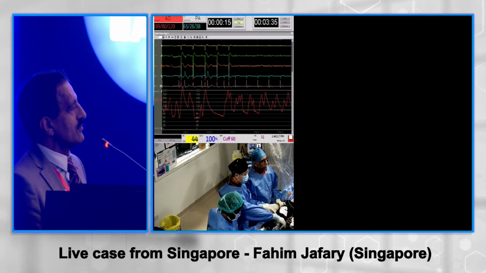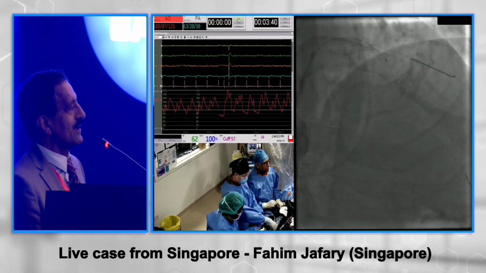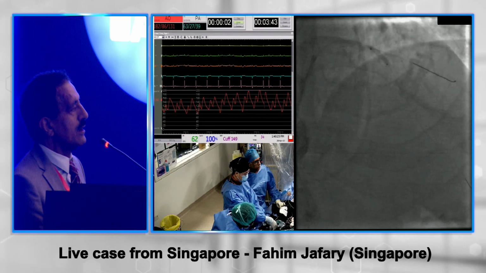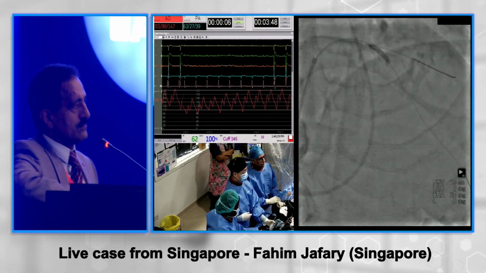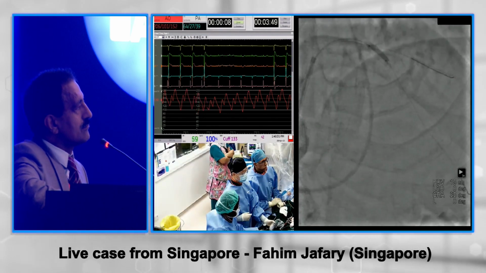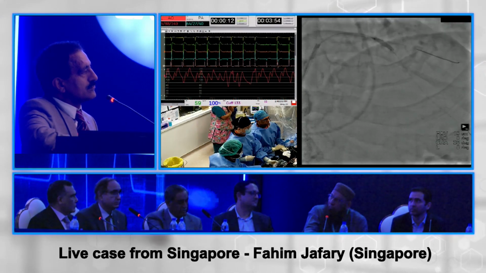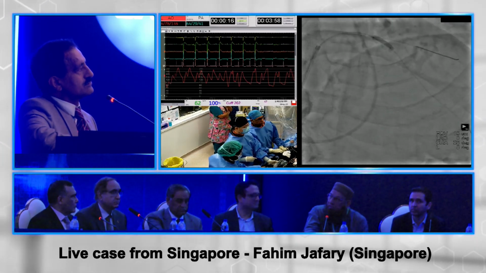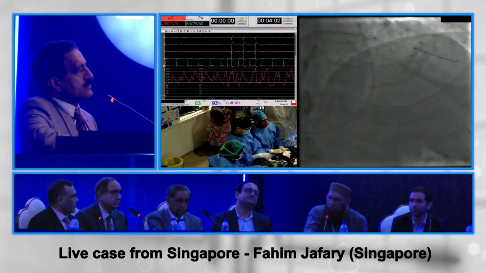Okay. Dr. Tariq, what would you be doing in this case if you were doing the case? Yeah, first I will pre-dilate with a 2.0 NC, then OPN NC undersized 3.0 at high pressure, close to 30 or 35 ATM. 3.5 OPN is too big for it. In a calcified vessel, the risk of perforation is there, so it's better to take a smaller balloon and go to higher pressure.